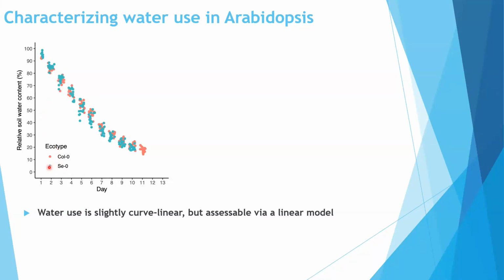As you progress forward in time and don't give these plants water, the relative soil water content, so how wet the soil is, dries down progressively. This relationship is slightly curvilinear, but you can fit a linear model to it. We take that as a metric of water use, and we call it vegetative water use. We also measure a bunch of other parameters to do with life history and phenology of these populations, and different water use parameters.